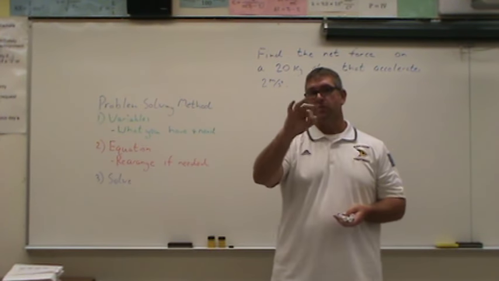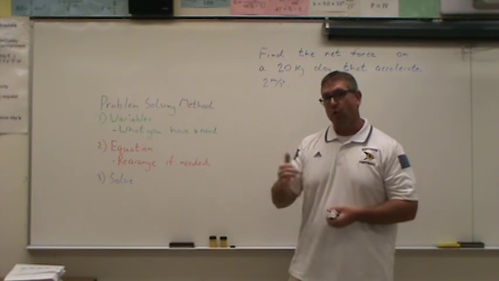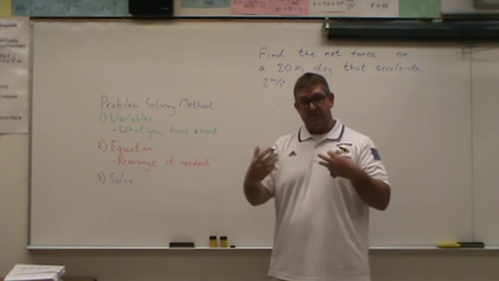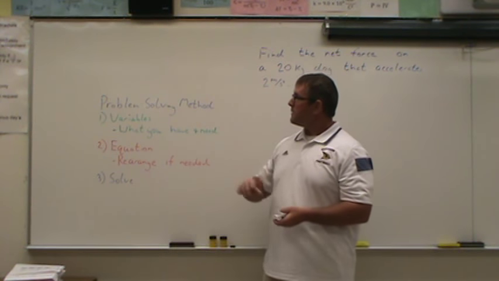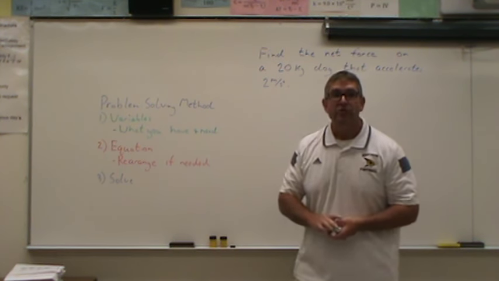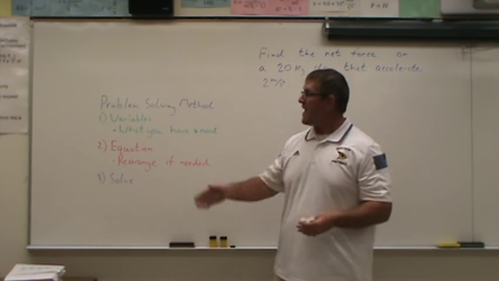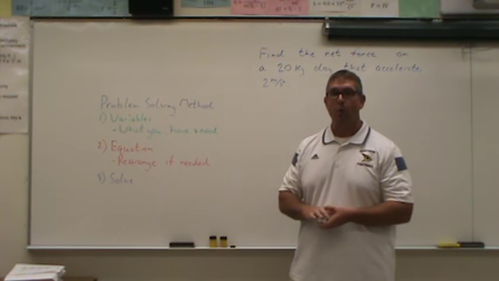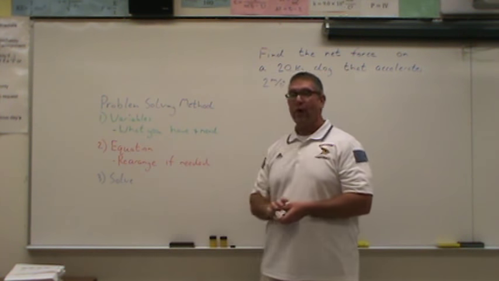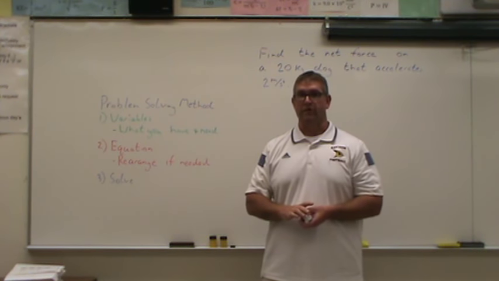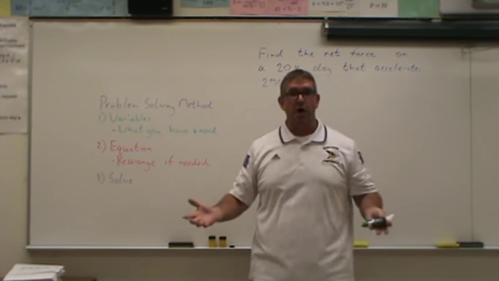Now this method is a three-step method. The first part of it is to find the variables, what you have, what you need, what is given in the story problem, and what is being asked for. The second part of the problem-solving method is the equation. This part is where you need to find the equation that has all of the variables given in step 1, and then, if need be, rearrange the equation to find the variable we're looking for. The third and last step is to then solve the problem, plug and chug.